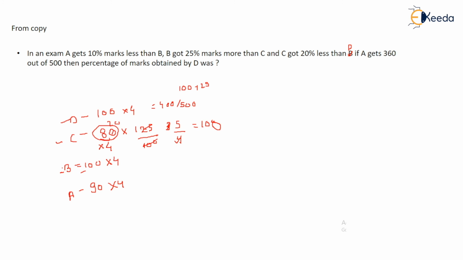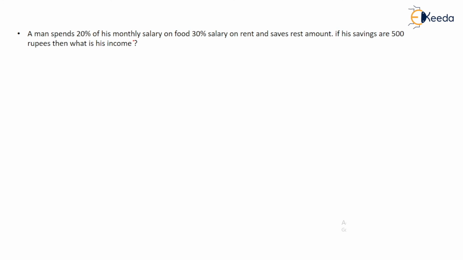Okay, let's move towards the next question. A man spent 20% of his monthly salary on food and 30% of salary on rent and saves the rest. If the savings are 500 rupees, then what is his income? So in such type of question, you have to assume that his income is 100x. You have to make a diagram, okay?